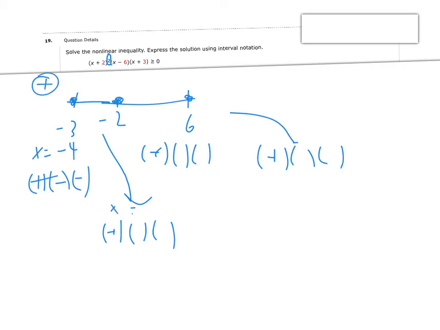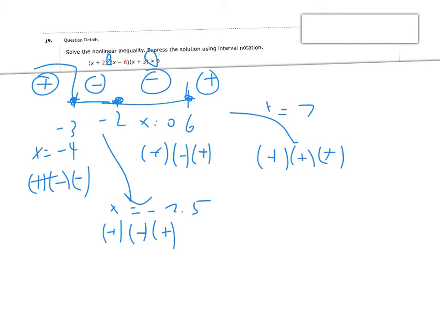If I test out x equals -2.5, that's going to make a negative and then a positive, so that'll be negative. If I test out x equals 0, that's going to make a negative and a positive again, so that'll be another negative. And if I test out x equals 7, that's going to make a positive, positive, so that'll be a positive. Now, I want the positives here, so I'm over here and over there, but I need to keep in mind here, I got this closed circle in the middle. I have to include that in my answer.